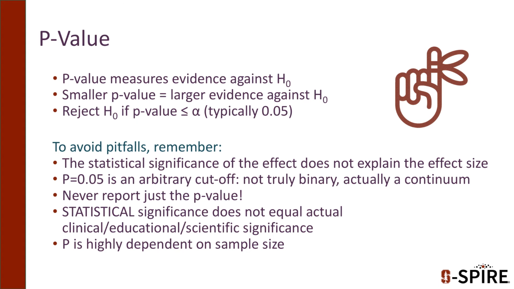Never report just the p-value. You should always include the descriptive measures to capture the meaning of the effect size. As Jacob Cohen pointed out, effect sizes are the true products of research inquiry. Statistical significance does not equal actual clinical or educational or scientific significance. And finally, p is highly dependent on sample size. If a study is underpowered, the p may not be a true representation of the presence of an effect.